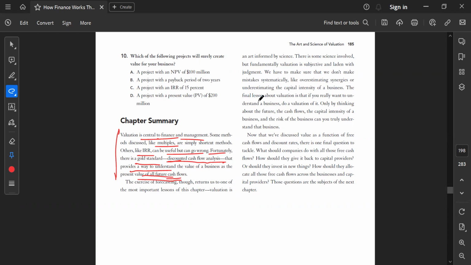The final lesson about valuation is that if you really want to understand the business, do a valuation of it. Only by thinking about the future, the cash flows, the capital intensity of business, and the risk of the business, you can truly understand that business.